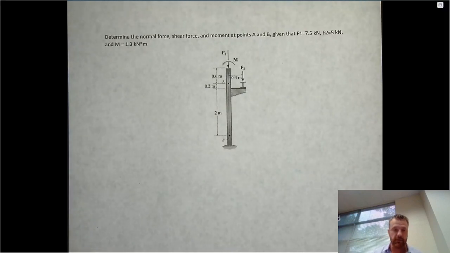Recall that that consists of a normal force, a shearing force, and a bending moment at 2 points within the column. So what I'm going to do in this video is get you set up for solving for the internal force system at point A, and then I'll ask you to do the same thing for point B as part of your homework.